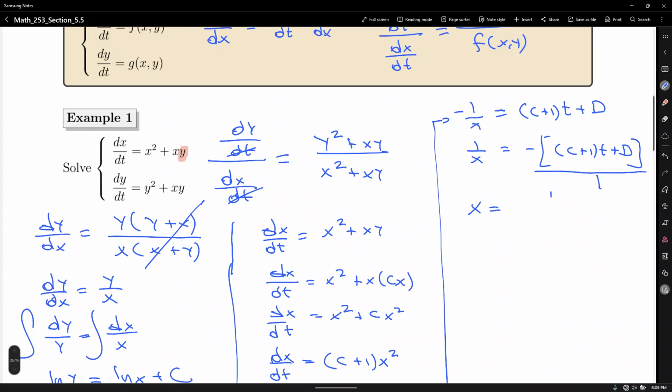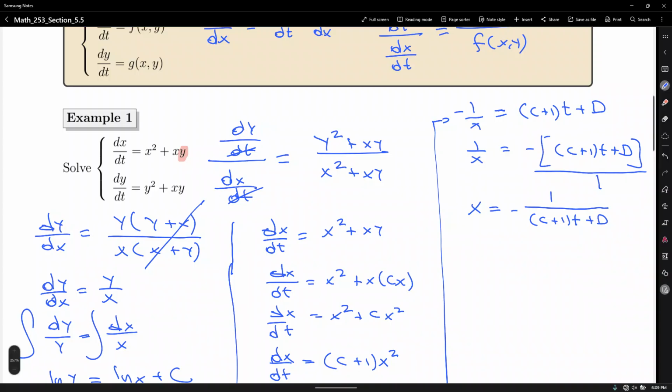x equals negative 1 over c plus 1 t plus d. So that's the x solution. We still need to go back and find the y solution. How do we find the y solution?